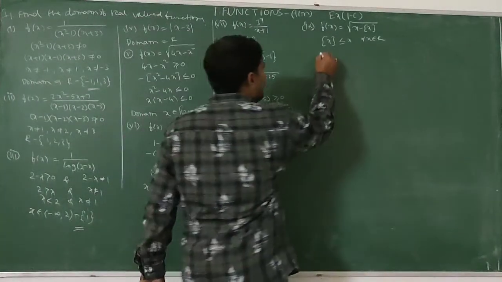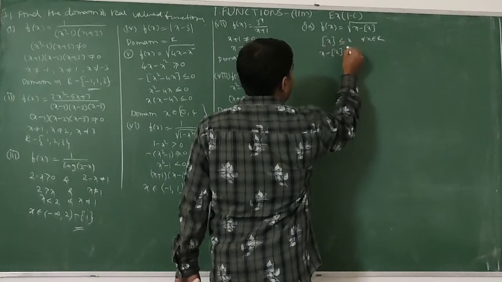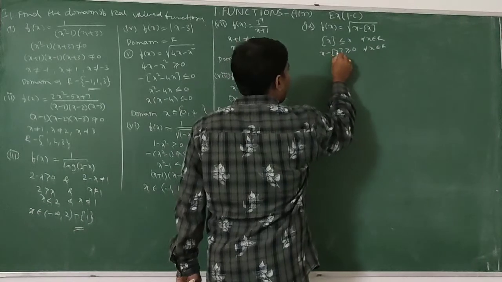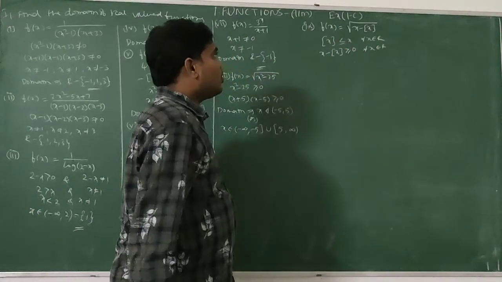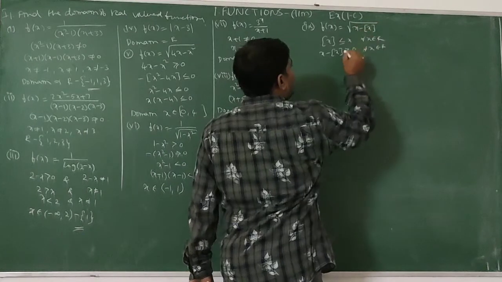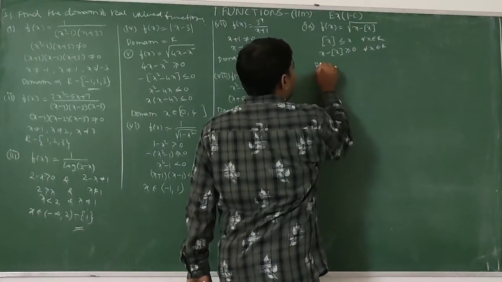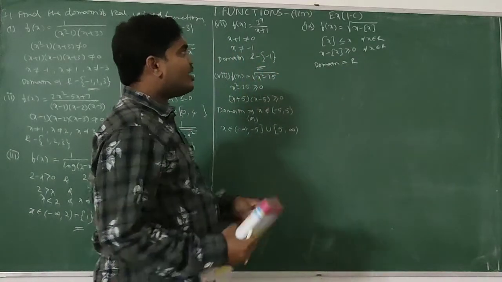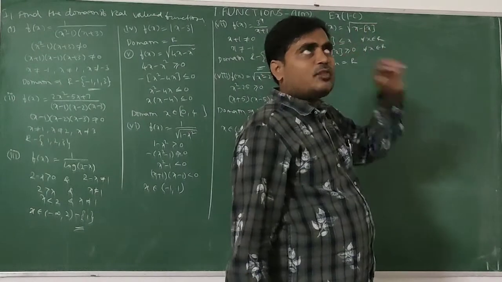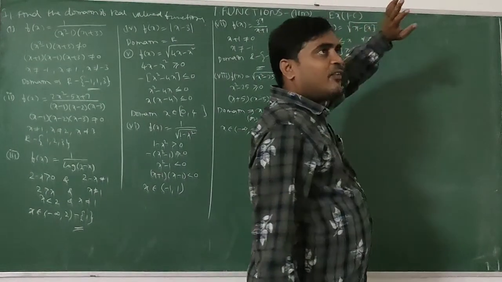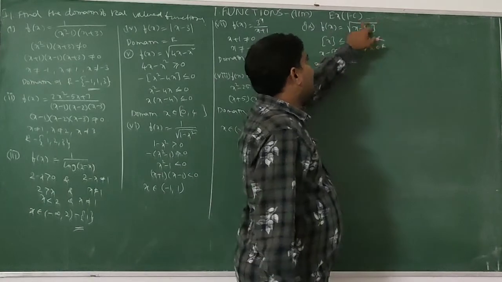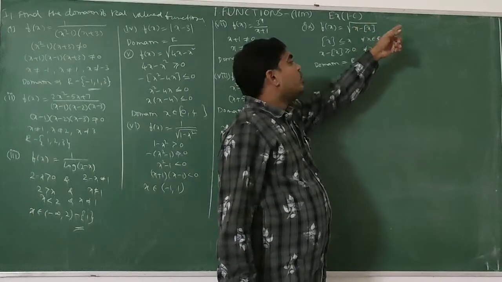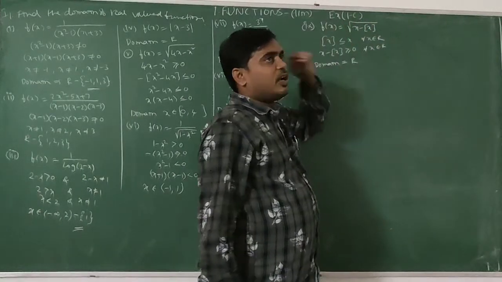So x minus bracket x, what happens? It is greater than or equal to 0 for all x belonging to R. So x is bigger, minus smaller, always greater than or equal to 0. So the value within the square root should be always positive. Therefore the domain equals R. Whatever the x value, bracket x is smaller, bigger minus smaller is always either positive or equal to 0. So this always exists for all real numbers.